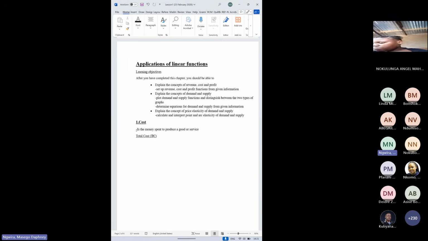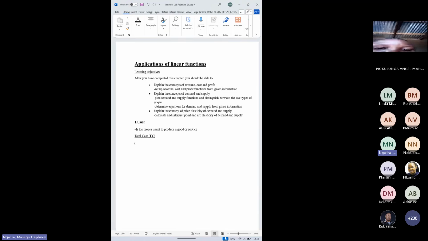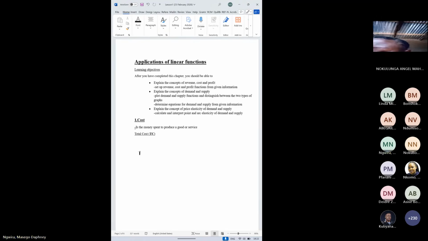So we're going to start with the cost function. A cost is the money spent to produce a good or service. So we have a total cost function. Total cost is broken into two parts. We have a fixed cost and a variable cost. So hence we have our total cost, which is TC.